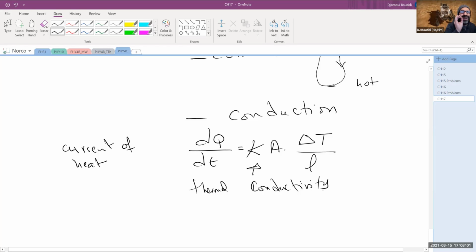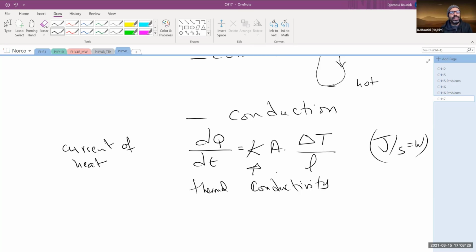Okay, it's a fact that a good heat conductor is also a good electrical conductor. So that is something that probably has to do with the motion of the electrons inside the material. Again, the unit for this is joules per second, or watts, which is the same thing. So this is the amount of heat transferred per unit time, the rate at which the heat is basically leaking from one region to the other.